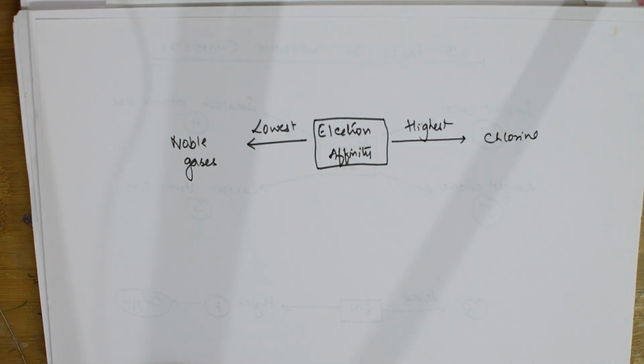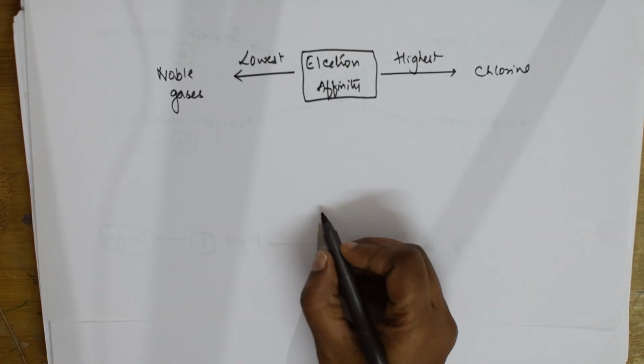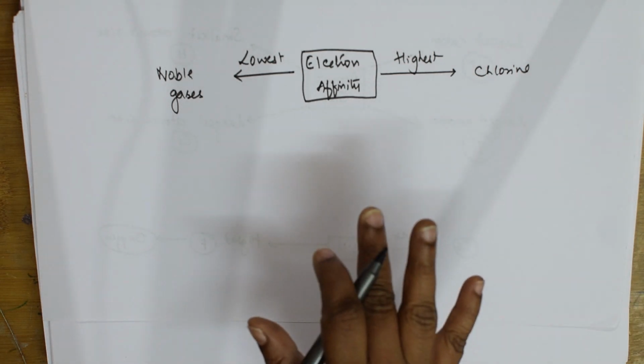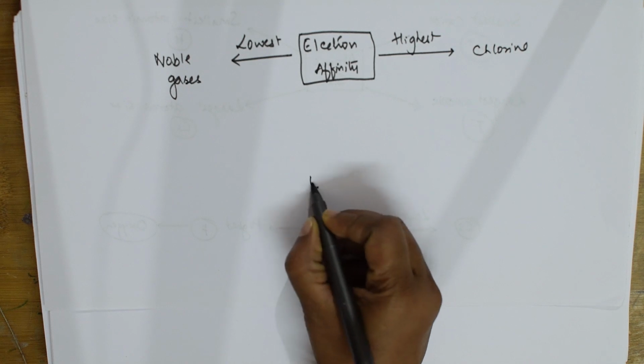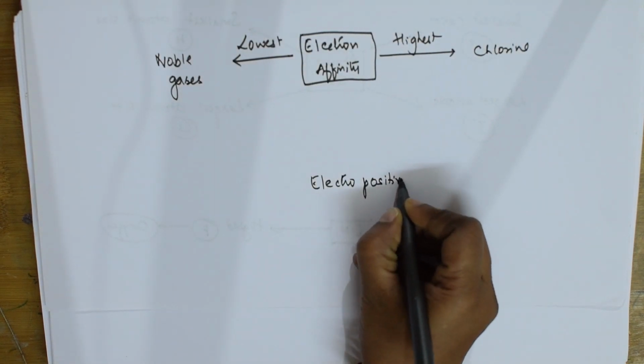Now we have atomic size over, electronegativity over, and electron affinity over. Let's start to write. After electronegativity, let me write electropositivity also. So after electronegativity, electropositivity is the next factor.